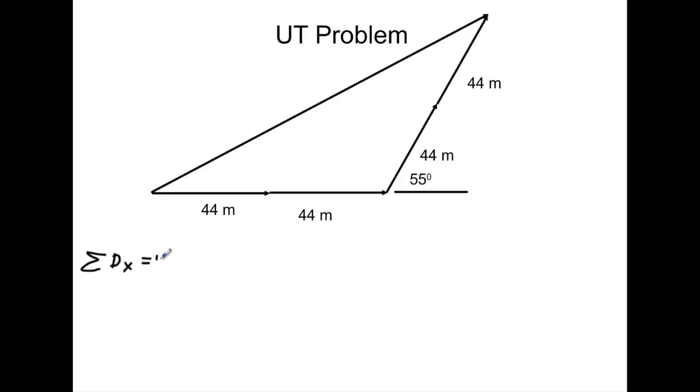We'll get 44 plus 44 plus 44 cosine 55 plus 44 cosine 55. Alright, I'll work that in just a second. Let's do the y's. Sum up dy. Oops, make that into a dy.